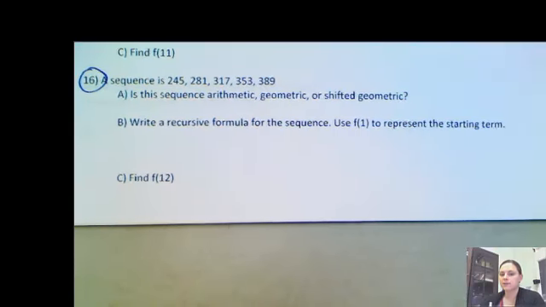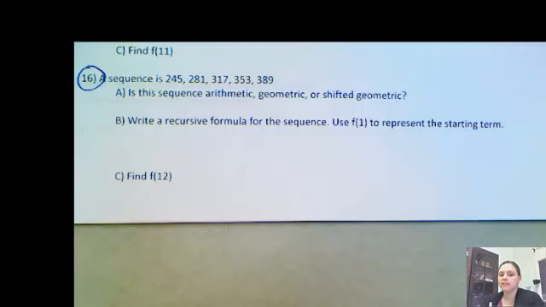I'm looking at number 16 on the semester review. We want to identify if the sequence is an arithmetic sequence, geometric, or shifted geometric. You have to remember what those terms mean. Arithmetic means we're adding on the same number to find the next number in the sequence. Geometric, we're multiplying by a common ratio, so we multiply by the same thing. And then shifted geometric would be multiplying and then adding something on.